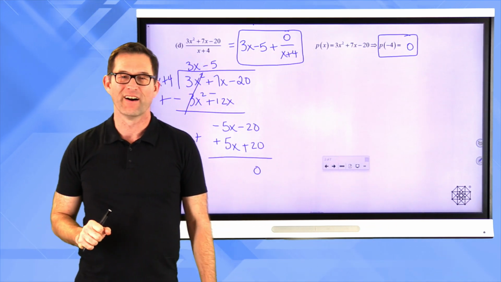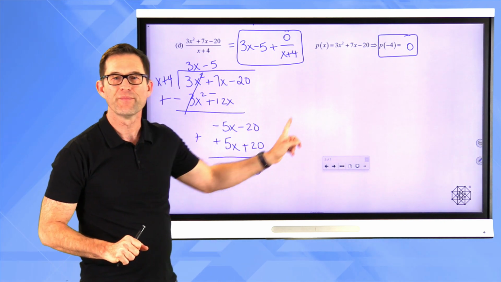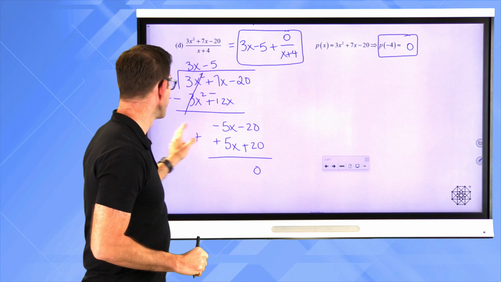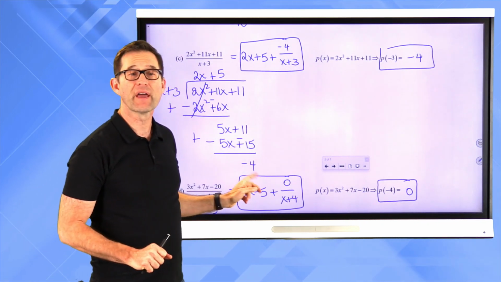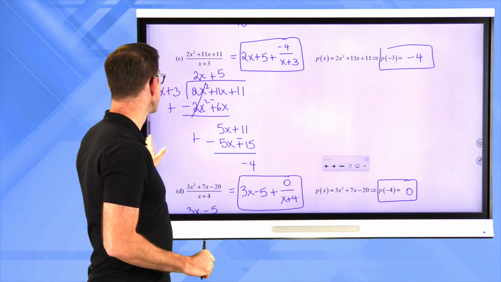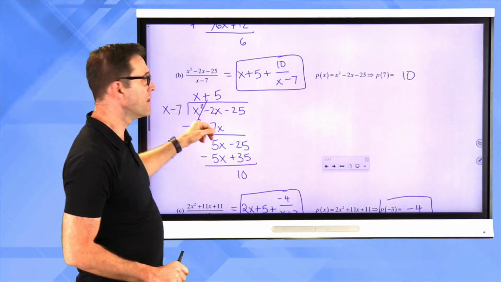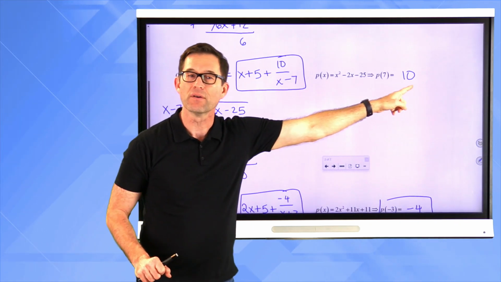So what's going on here? In letter D, my remainder was 0, and p of negative 4 was 0. In letter C, I had a remainder of negative 4, and p of negative 3 was negative 4. In B, I had a remainder of 10, and p of 7 was equal to 10.